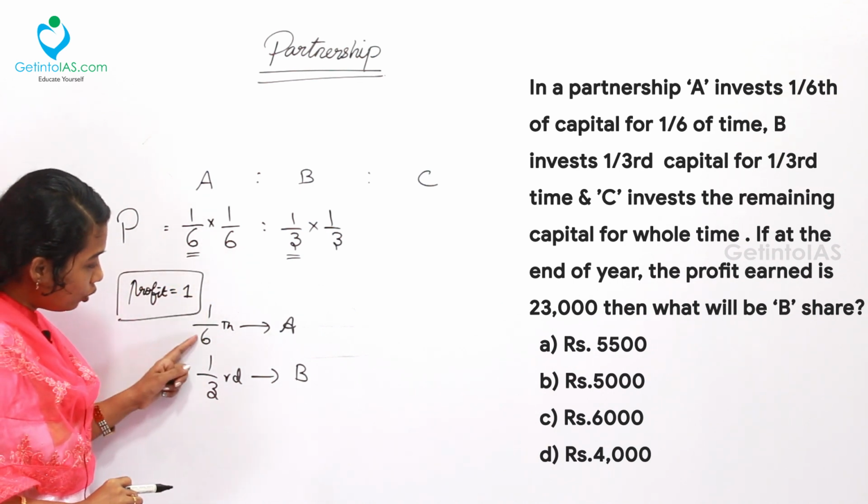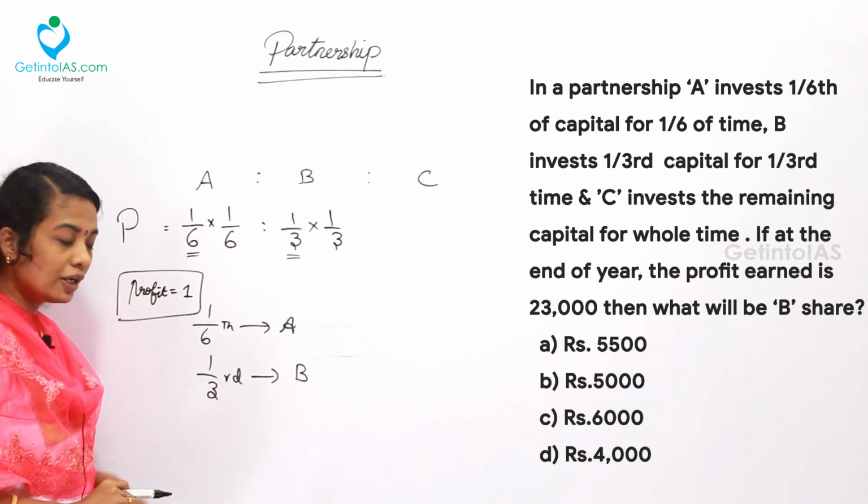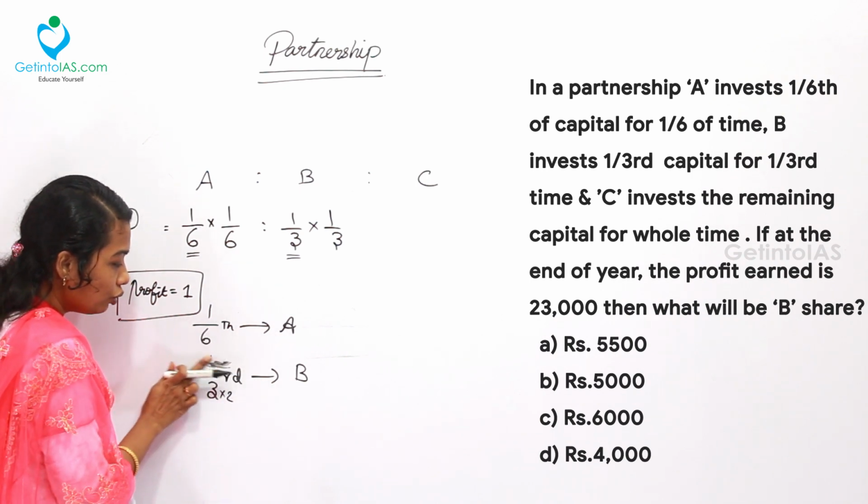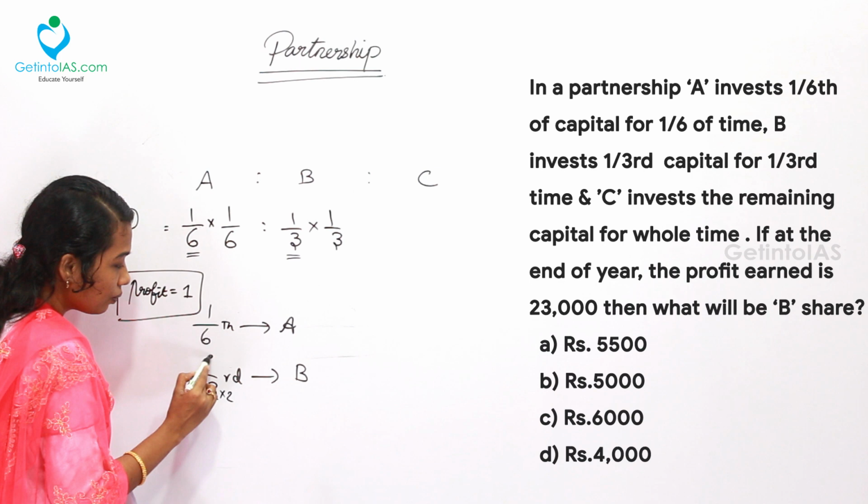So first of all, you want to make both denominators the same. For that, simply multiply here by 2. So 1 into 2 is 2.